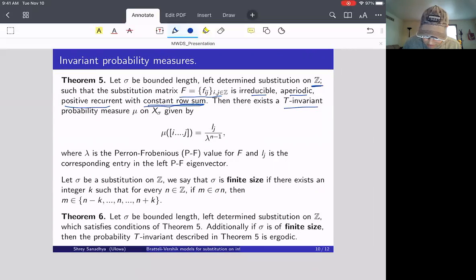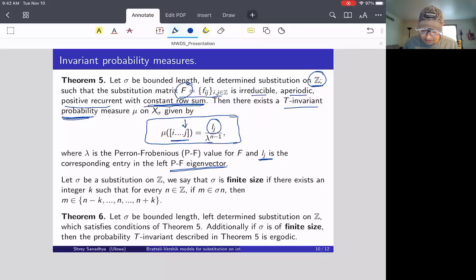So this constant row sum was to get probability measures, which is given by this expression. So here, this is a cylinder set of length n, and it is ending with this integer j because I'm working with Z, and L_j is the jth entry in the Perron-Frobenius eigenvector of F. Okay? And lambda is the Perron-Frobenius eigenvalue of F. So I get an expression for my T invariant probability measure.